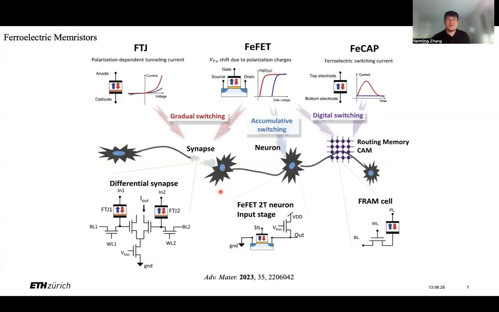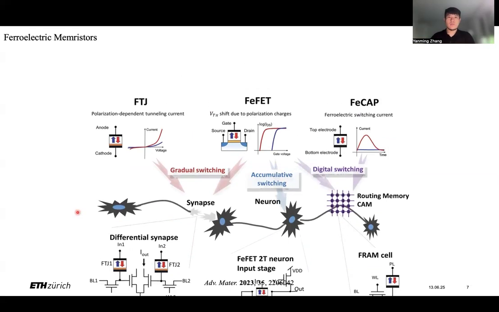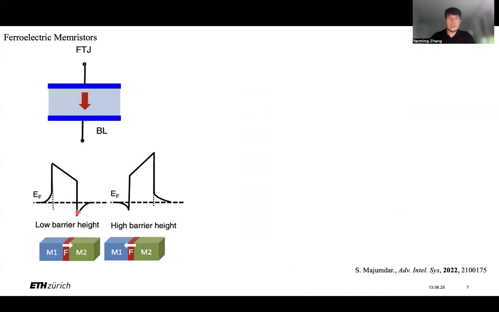And typically, ferroelectric devices could be used as different components in neuromorphic engineering. There are mainly three types: the ferroelectric tunnel junctions, FTJs, ferroelectric field effect transistors, FeFETs, and ferroelectric capacitors, FE-caps. Typically, FTJs, ferroelectric tunnel junctions, rely on quantum mechanical tunneling through an ultra-thin ferroelectric layer. And basically, the screening of polarization charges could effectively modulate the potential barrier. And thus, we can modulate the probability of quantum mechanical tunneling by applying an external electric field.